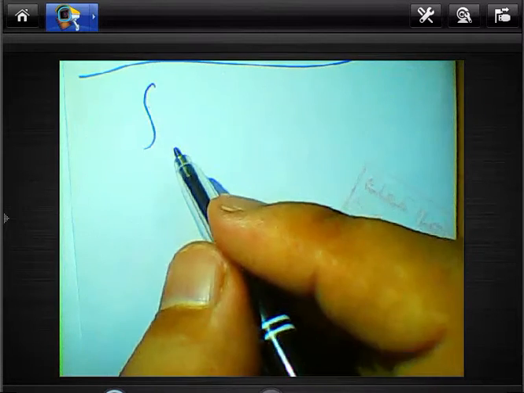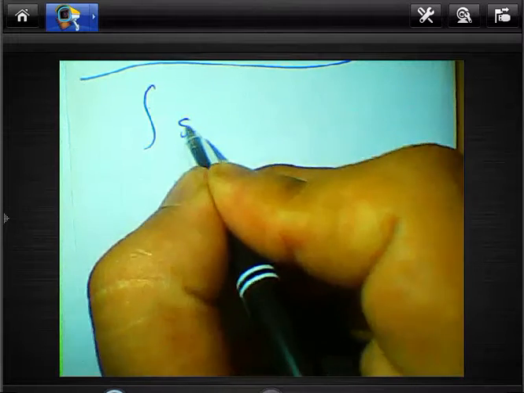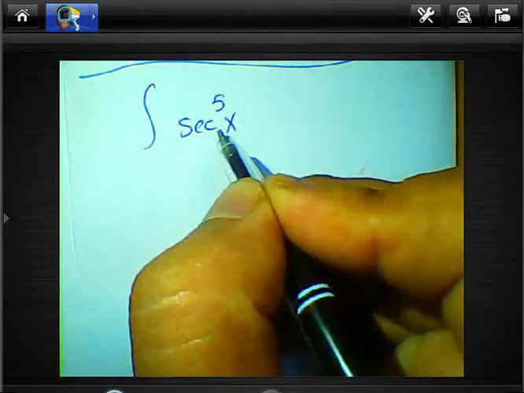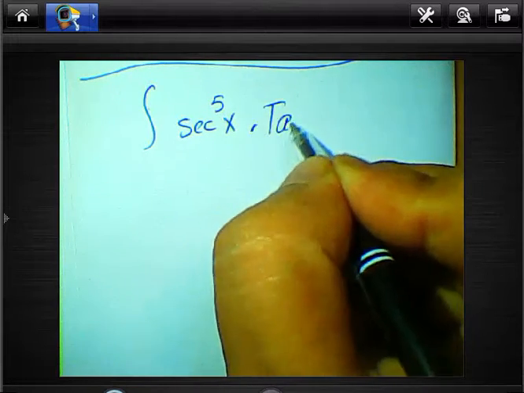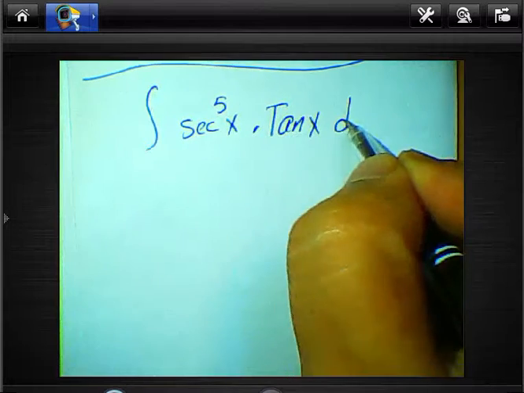Another example, look at here. We have the function inside the integration. We have the integration here: sec to the fifth x times tan x dx.